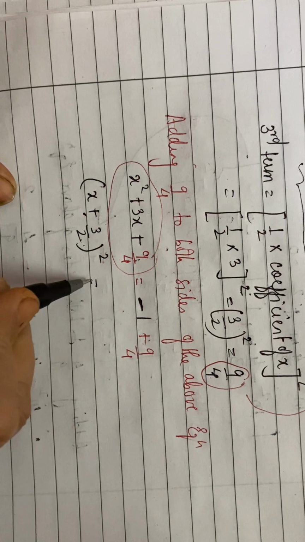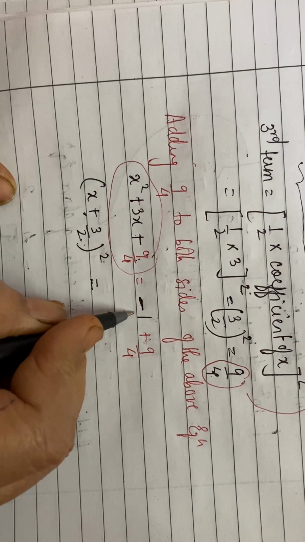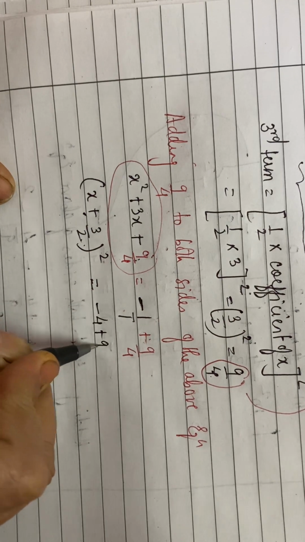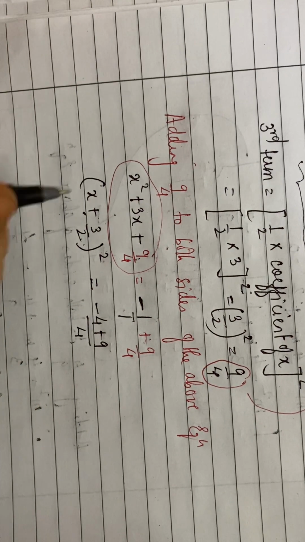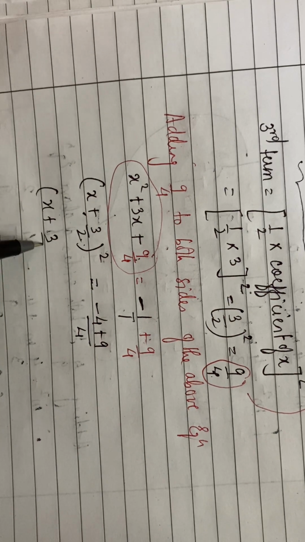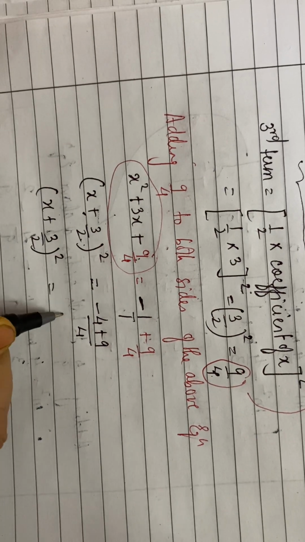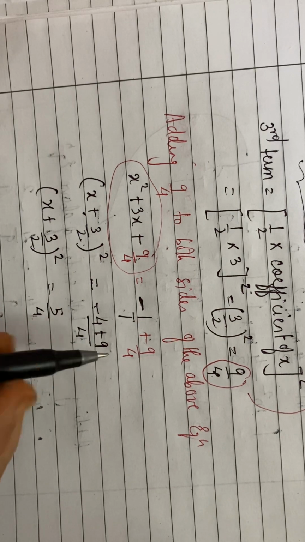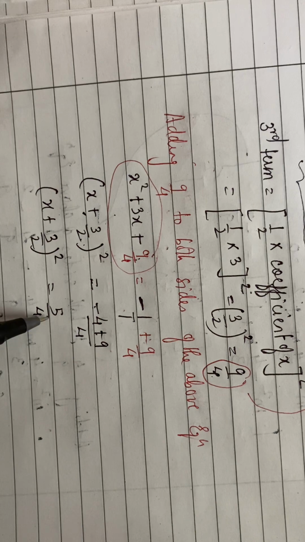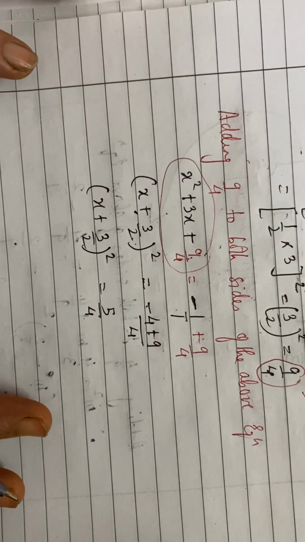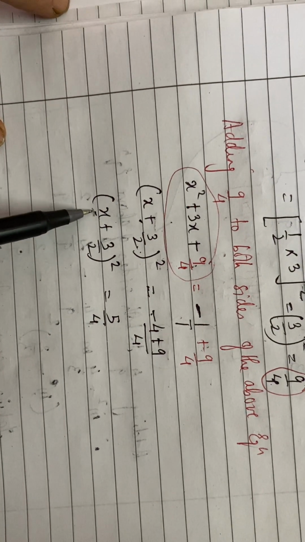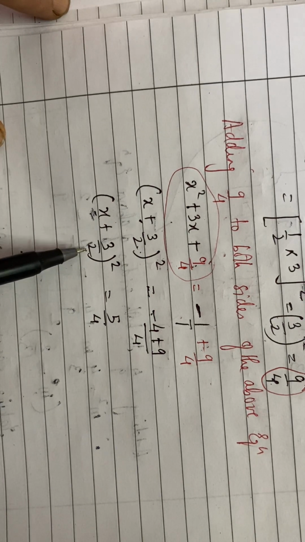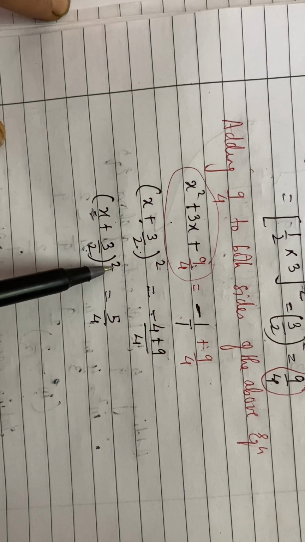Now here we will have to go for cross multiplication because the denominators are unlike. So that will give you minus 4 plus 9 upon 4. So here we get x plus 3 upon 2 whole square, which is equal to 5 upon 4. Minus into plus is minus. You will subtract, but take the sign of the greater number. So 5 upon 4. Now we have to find out the value of this x. So we need to remove this 3 upon 2 from here. Before that, we'll have to remove this square also.